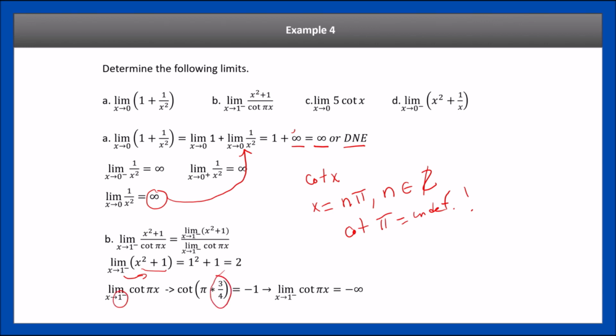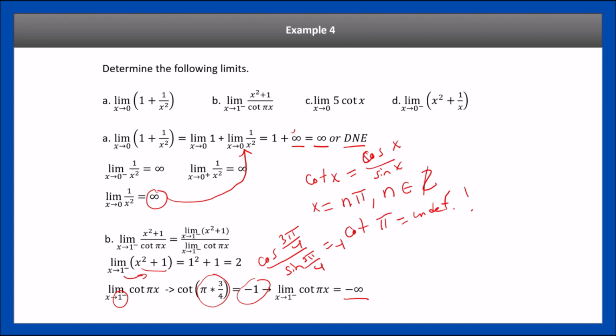If we plug in 3/4, that's pretty close to 1, and it's to the left of 1. So let's do cotangent of 3/4 pi. We know cotangent of 3/4 pi is -1. You can do that on the calculator, or you just use your unit circle, because cotangent is equal to cosine over sine. So in this case, we have cosine of 3 pi over 4 divided by sine of 3 pi over 4. And if you evaluate those, you're going to get -1 when you divide them. Since we got a negative number, it has to approach -infinity.